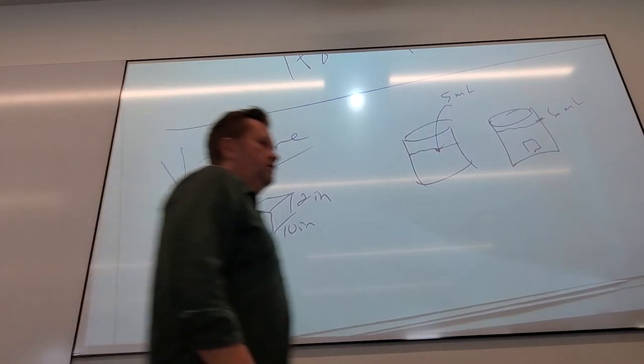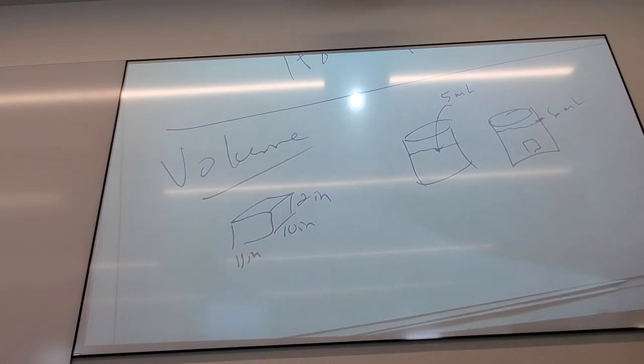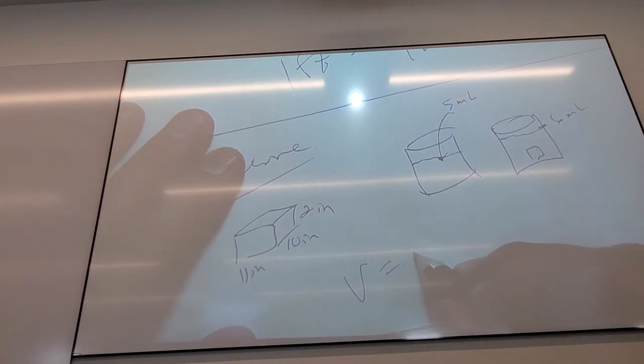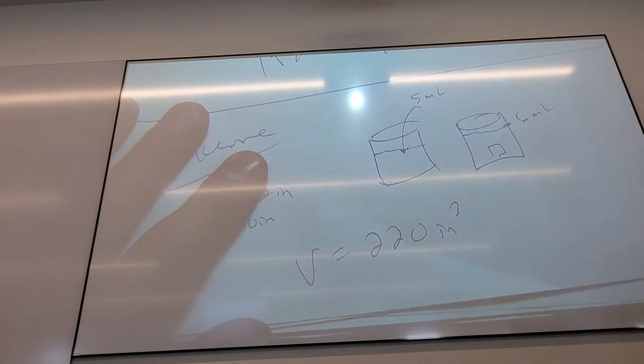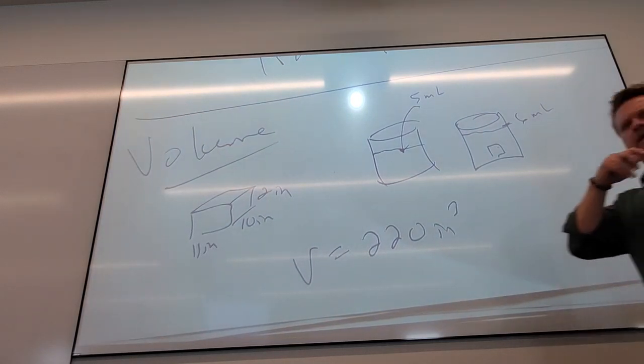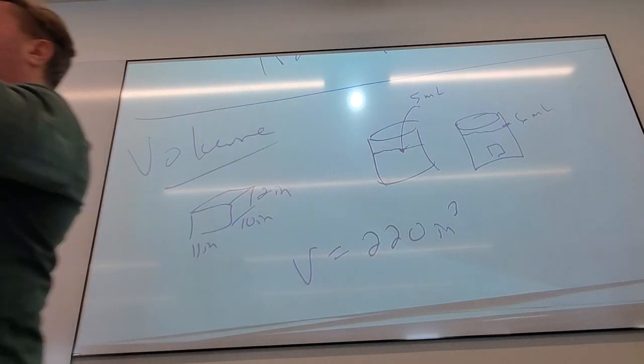11 times 10. Yeah. So what's 2 times 11? 22 times 10? 220. Yeah, 220. 220 what? Cubic inches. Yes, because I got length, width, and height. I got to represent that I'm in 3 dimensions now.